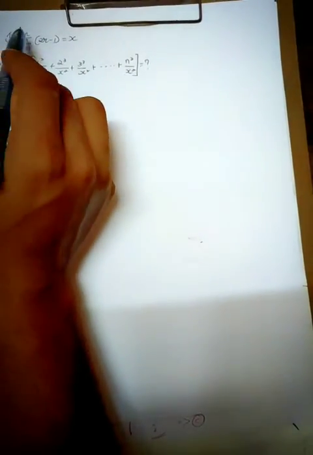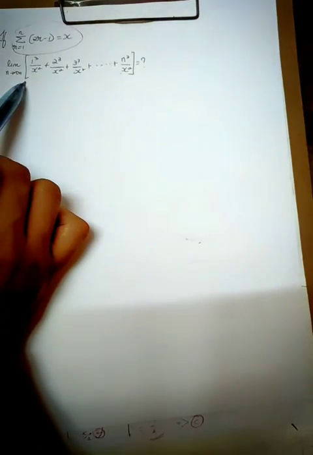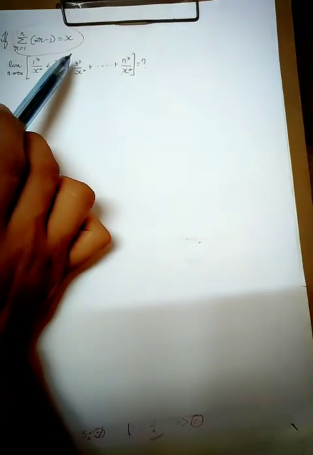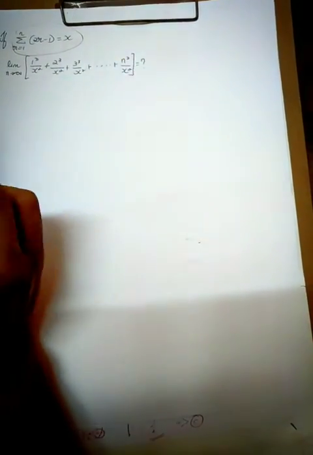So, moving on to the fifth question. Here you can see that if the summation of r equal to 1 to n, 2r minus 1, is equal to x. This condition is given to me in the question. And they are asking me to find out the limit of n tending to infinity of 1 cube by x square, 2 cube by x square, 3 cube by x square, everything, n cube by x square, is equal to how much?